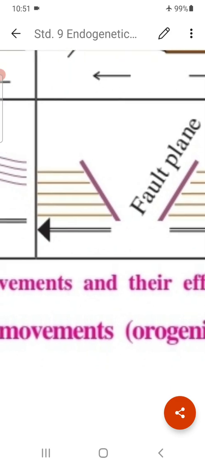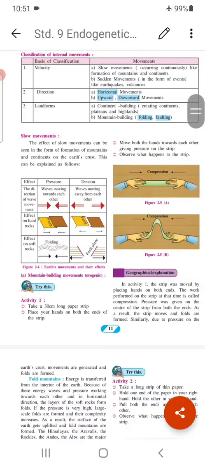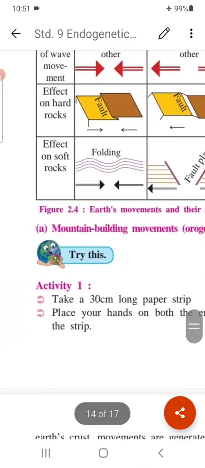Fine. Now with the help of one activity, let's see what activity is given here to you. Fine. Everybody is going to try this activity at home. What is said here? Take a 30 centimeter long paper strip. Fine. Just like this, shown in the picture here.